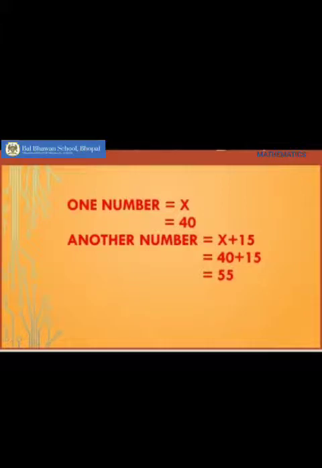So finally x was the first number. The first number which I have got is 40, and the second number I assumed was x plus 15 because it was greater than the first one by 15. So I have substituted the value of x in this expression, and it is 40 plus 15 and it has given me 55. So 55 is the another number. That's how we have found the two numbers for which the condition was given to us. So I hope you have understood, students.